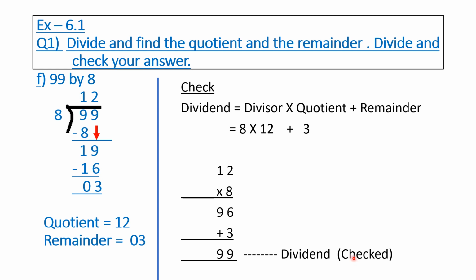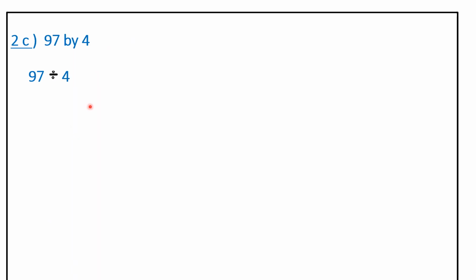I hope you understood the process of checking. I have already told you that you will divide your copy in 2 parts. Draw one line in between, and you do this checking here and the division here. Okay. Now children, moving to the next question. Question number 2. Again you have to divide and check your answer.